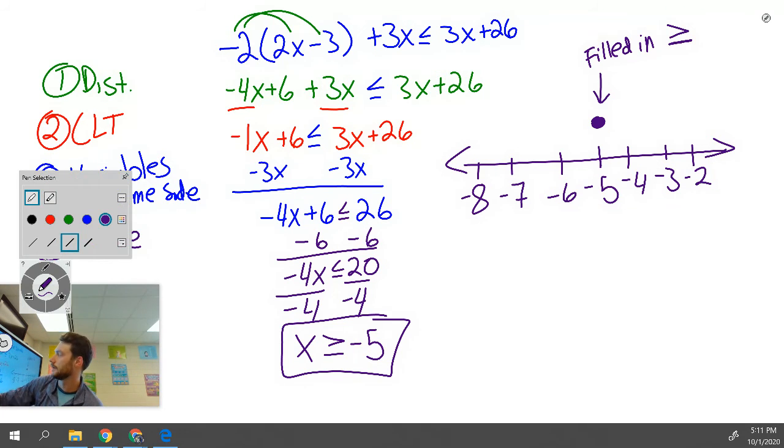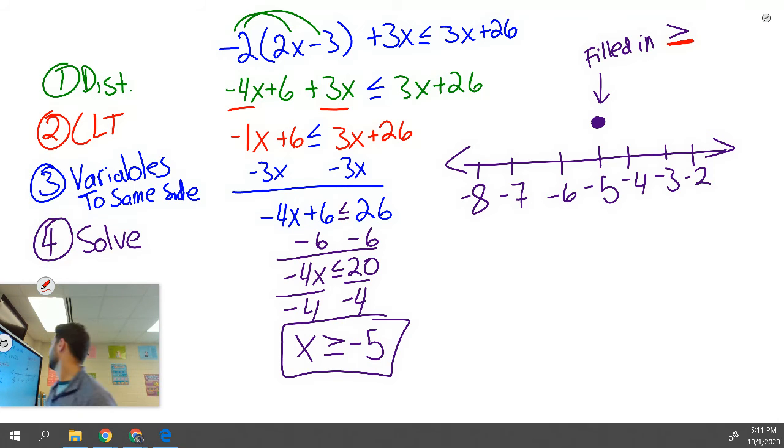Because of this guy right here. I'm going to highlight in red even. That or equal to symbol means filled in. If it wasn't there, you'd need an open circle, right? Okay. And then back to purple.